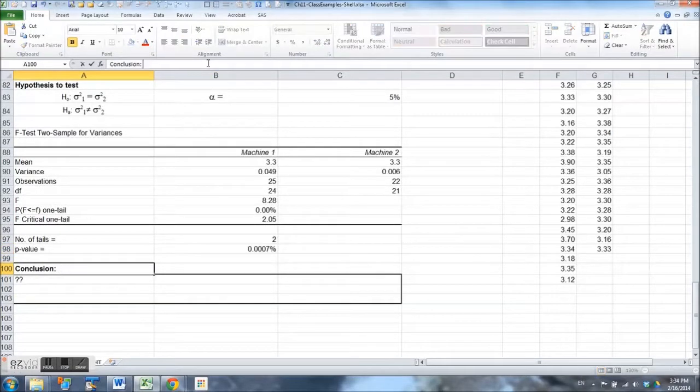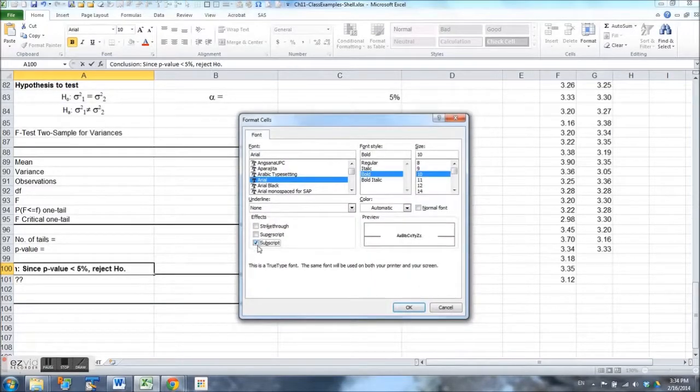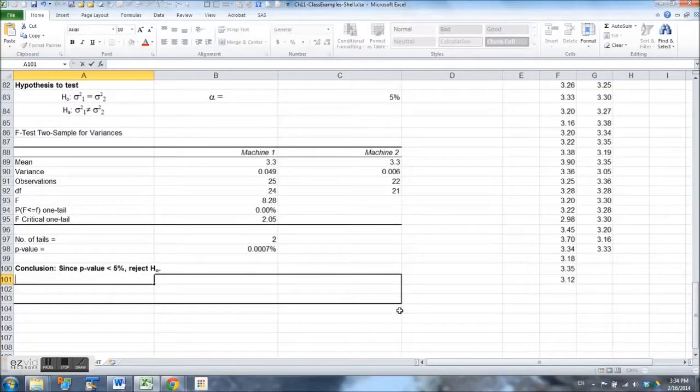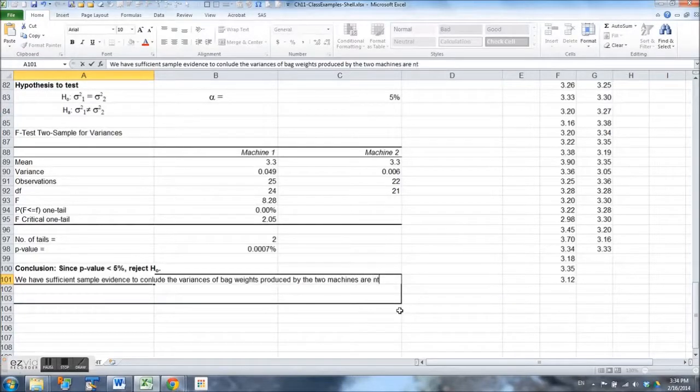So the conclusion is, since p-value is less than 5%, we reject H sub 0. We have sufficient sample evidence to conclude the variances of bag weights produced by the two machines are not the same.